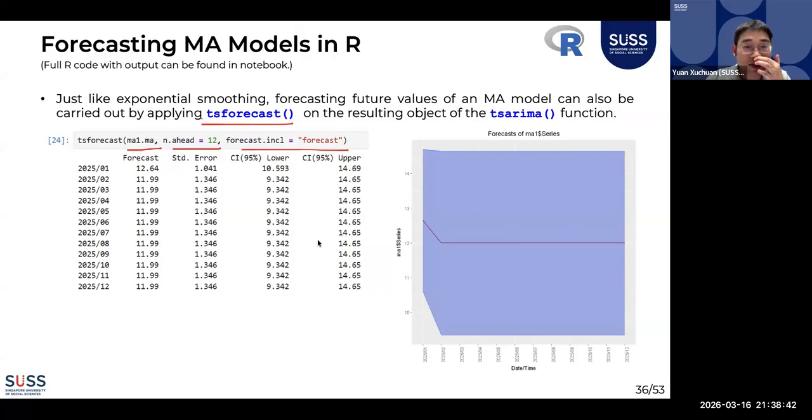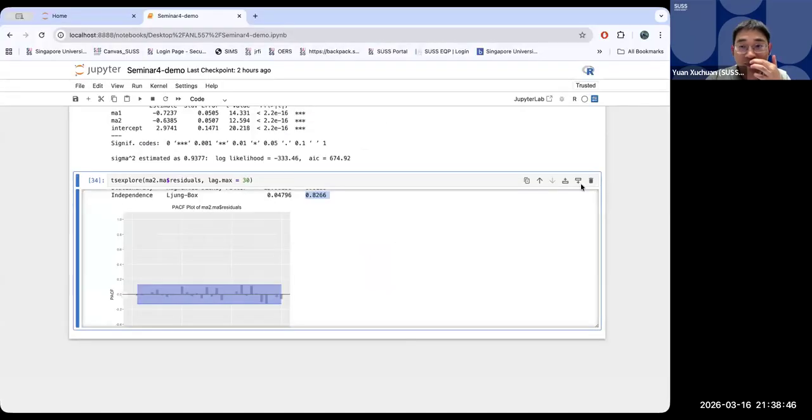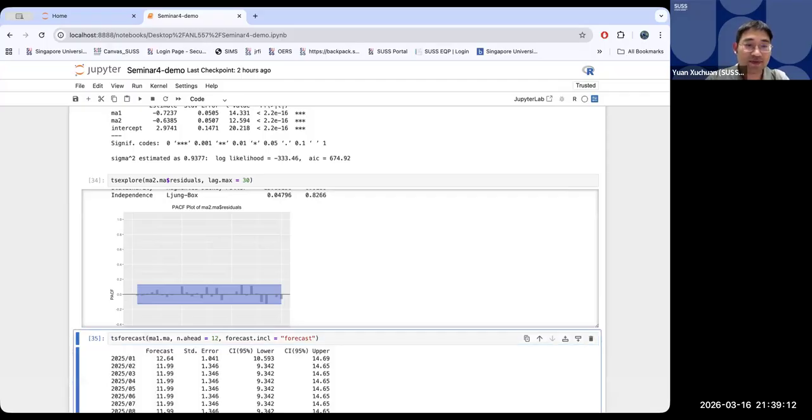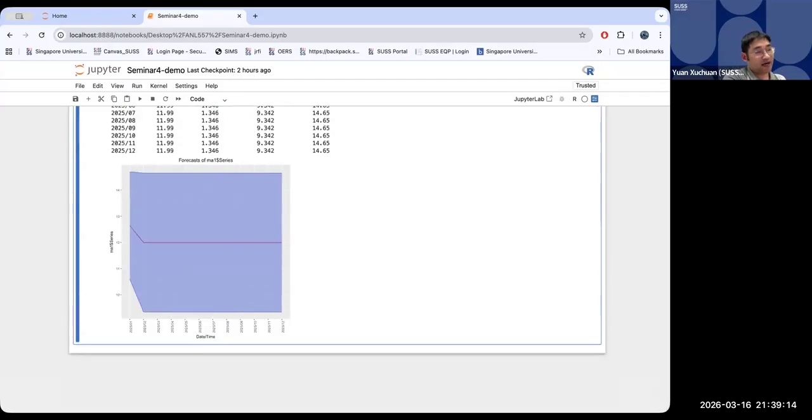Let us demonstrate this. TS forecast, and suppose your model is MA1, and you want to forecast the next 2 periods and just plot the forecast value. Okay, so this is what we will have.